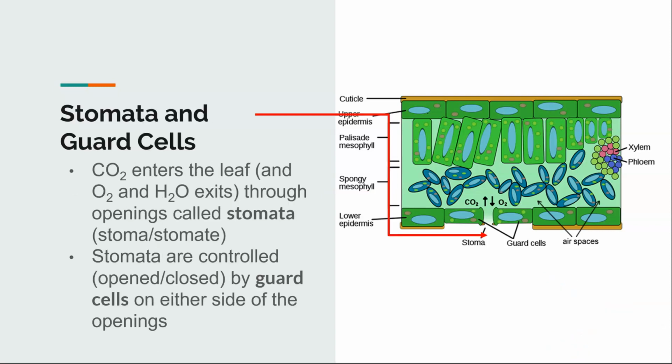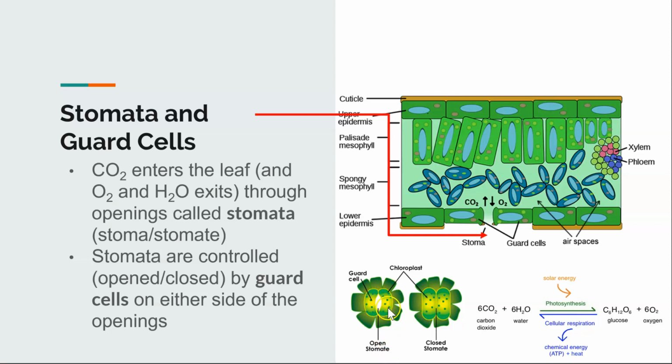How does gas exchange occur with the environment? Through the stomata. Stomata are openings, mostly on the underside of the plant, where CO2 can enter and O2 can exit. The stomata are controlled by guard cells. So there's guard cells on either side of the stomata, and that's what opens and closes those openings. Here's a picture of guard cells that are bent to form an opening, and guard cells that are closed, and that would close the opening.